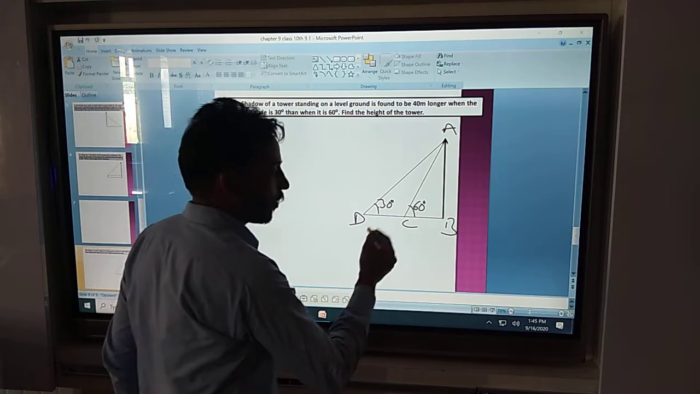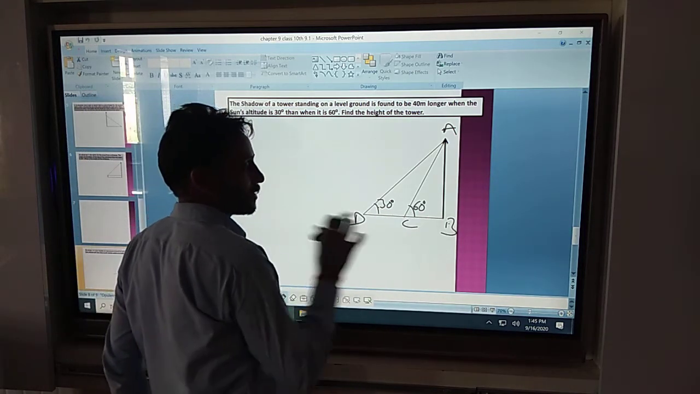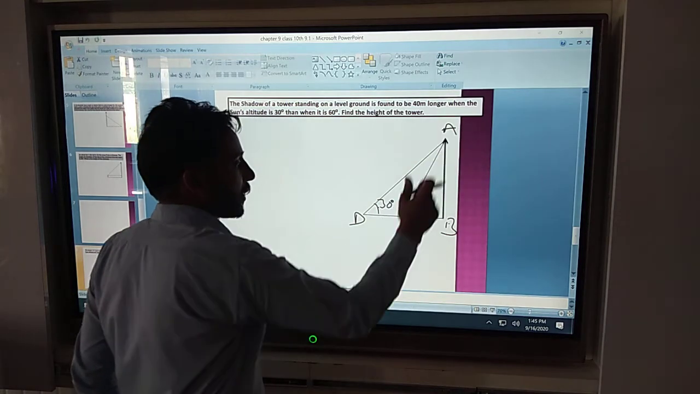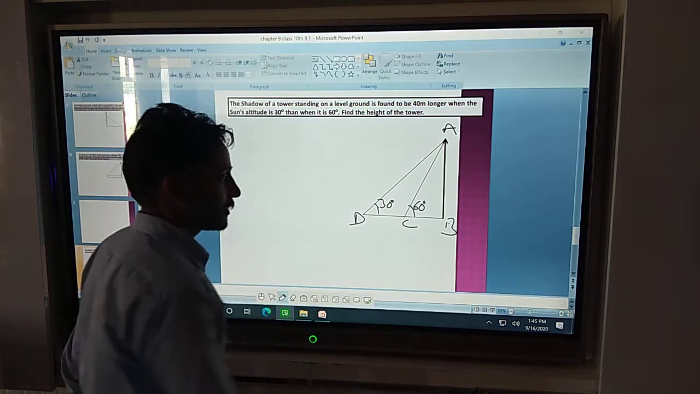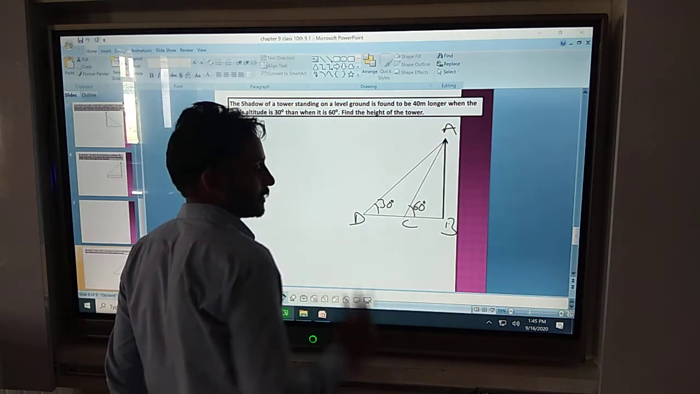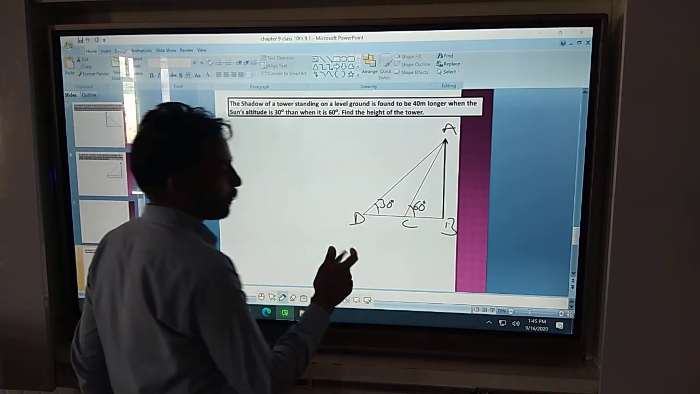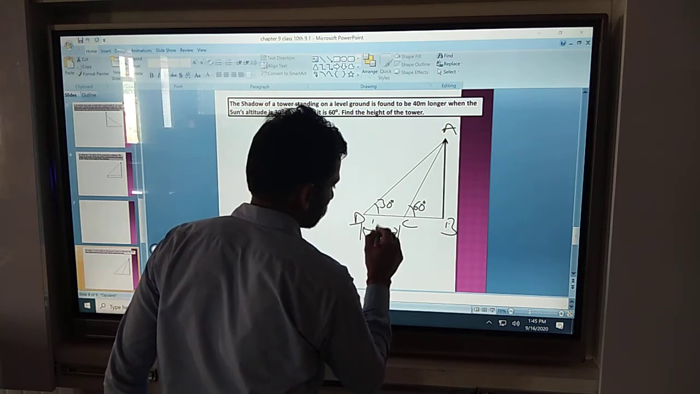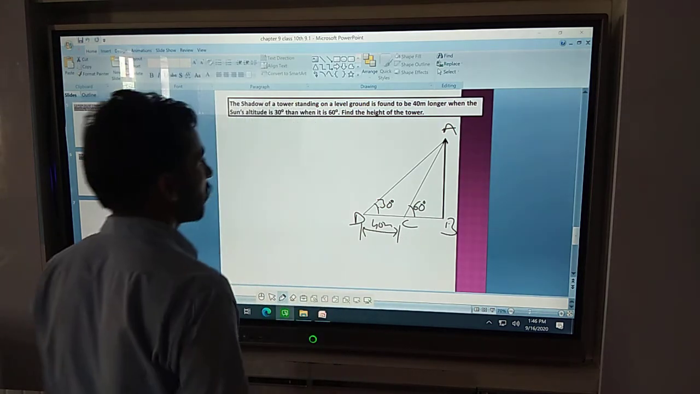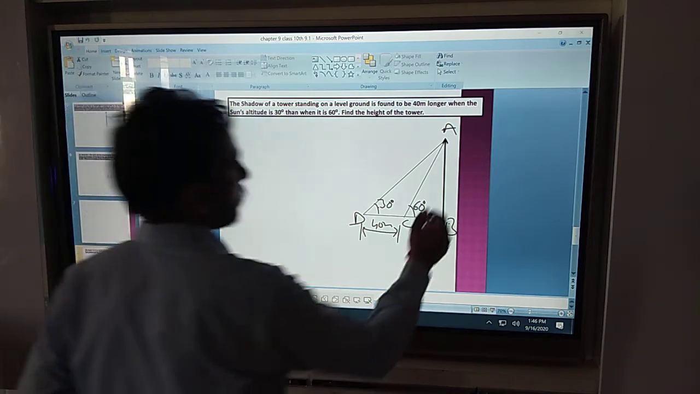BD is a shadow when we are taking angle of elevation 30 degree. BD is a shadow of AB. And when taking angle 60 degree, the shadow of AB becomes BC. Now the length of shadow is 40 meter more, meaning this distance is given 40 meter. We have to find the height of tower, we have to find the AB.